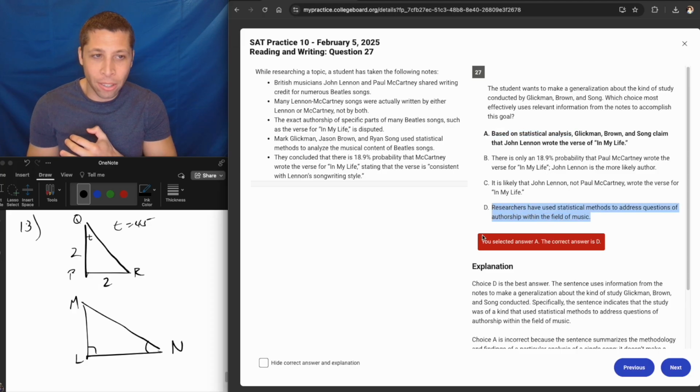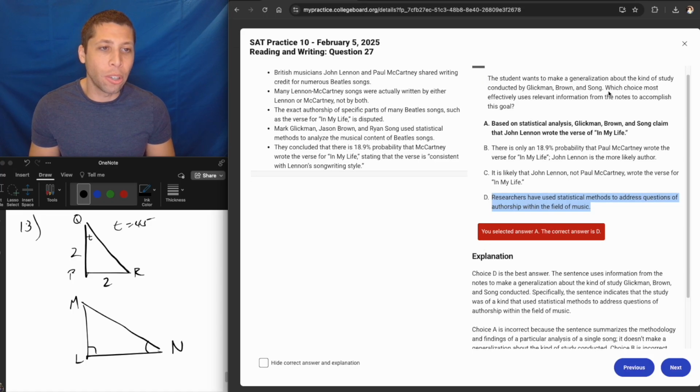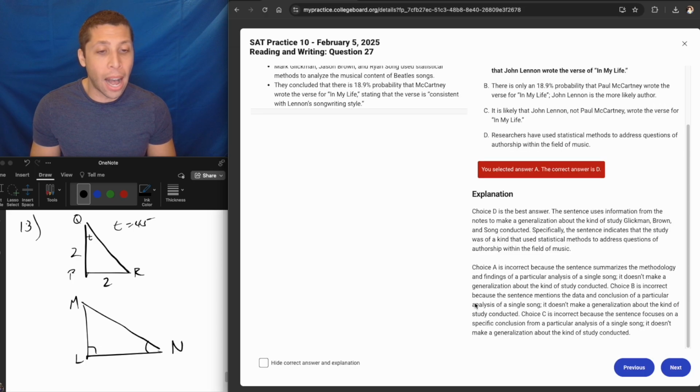And notice this does not mention these people at all. It just says researchers have used statistical methods to address questions of authorship within the field of music. So I guess now we're generalizing because we're not talking about a specific piece of music. But to me, if you're trying to generalize about the kind of study, saying that it uses statistical methods is very much the same thing as saying it's based on statistical analysis. Those are both generalizations about the kind of study. And then to me, whether you include the people's names is really the thing. And they say we don't want to include them. I say we do, right?